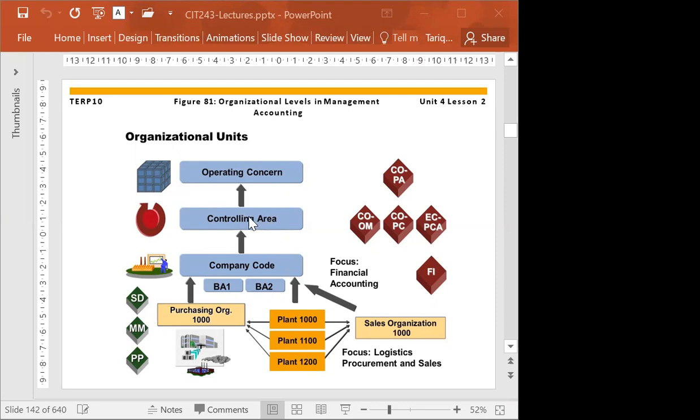One of the sub-modules of controlling is profitability analysis. And the highest level in controlling is the operating concern. This operating concern, you can think of like a main enterprise. So in profitability analysis, the main organizational unit is the operating concern.